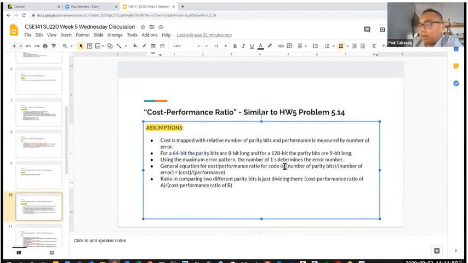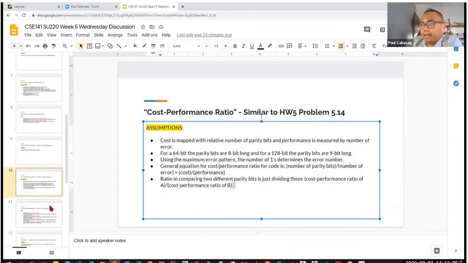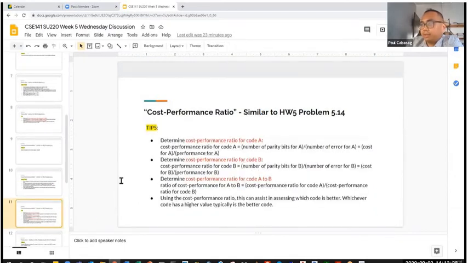So what you would do is you just take the number of parity bits, divide that by the number of errors, or cost divided by performance. And then the ratio would just be for this program, what you find, and then over this program. And then you're going to see that after you find this, you might see the 64-bit. You're going to compare this. It might have a higher ratio over the 128. So that kind of leads me to the tips here.